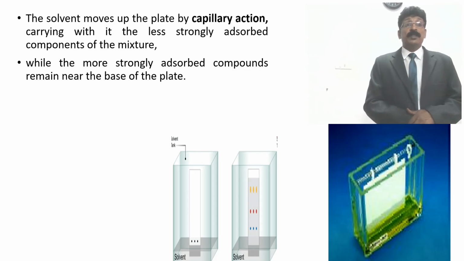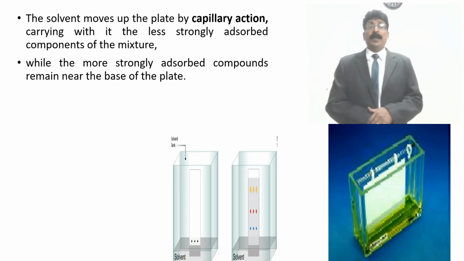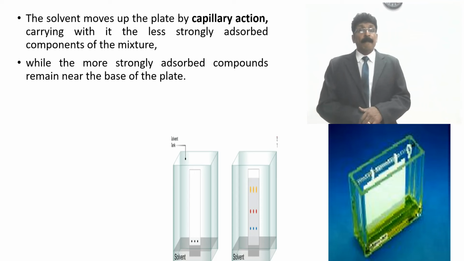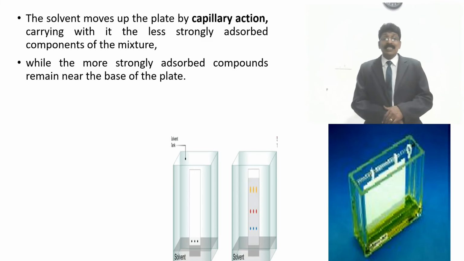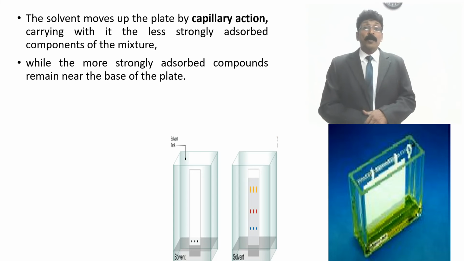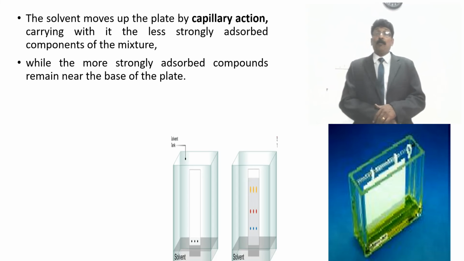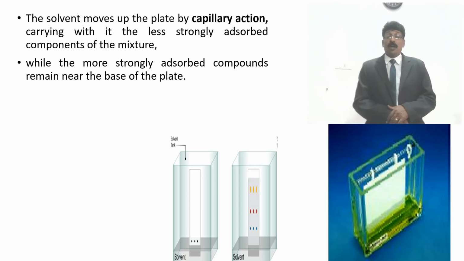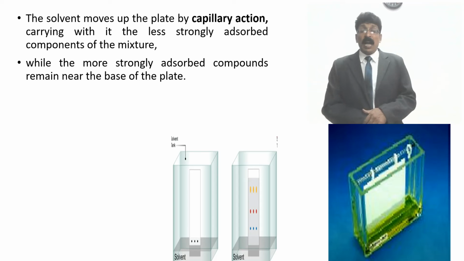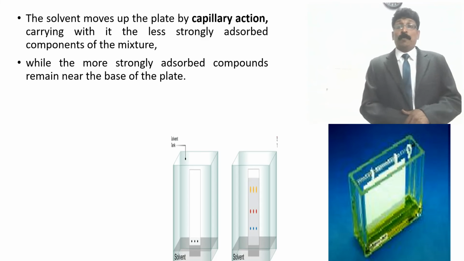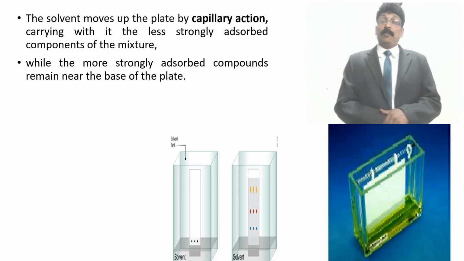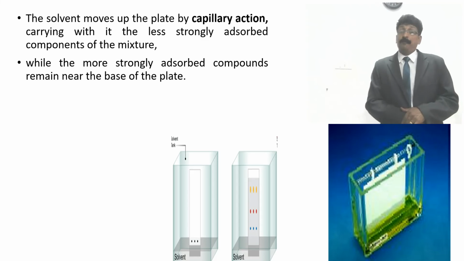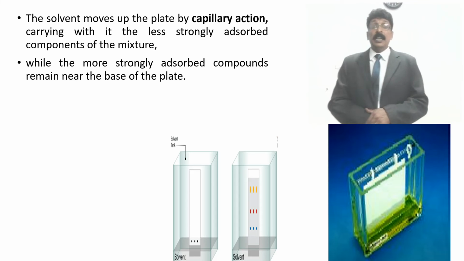The solvent moves up the plate by capillary action, carrying with it the less strongly adsorbed component of the mixture faster, because the one which has less affinity, the one which is less strongly adsorbed on the stationary phase, will move faster with the solvent system towards the top. Therefore the Rf value will be more, and it will move faster and get separated from the mixture of compounds faster. What we discussed in column chromatography, the same system will be followed.